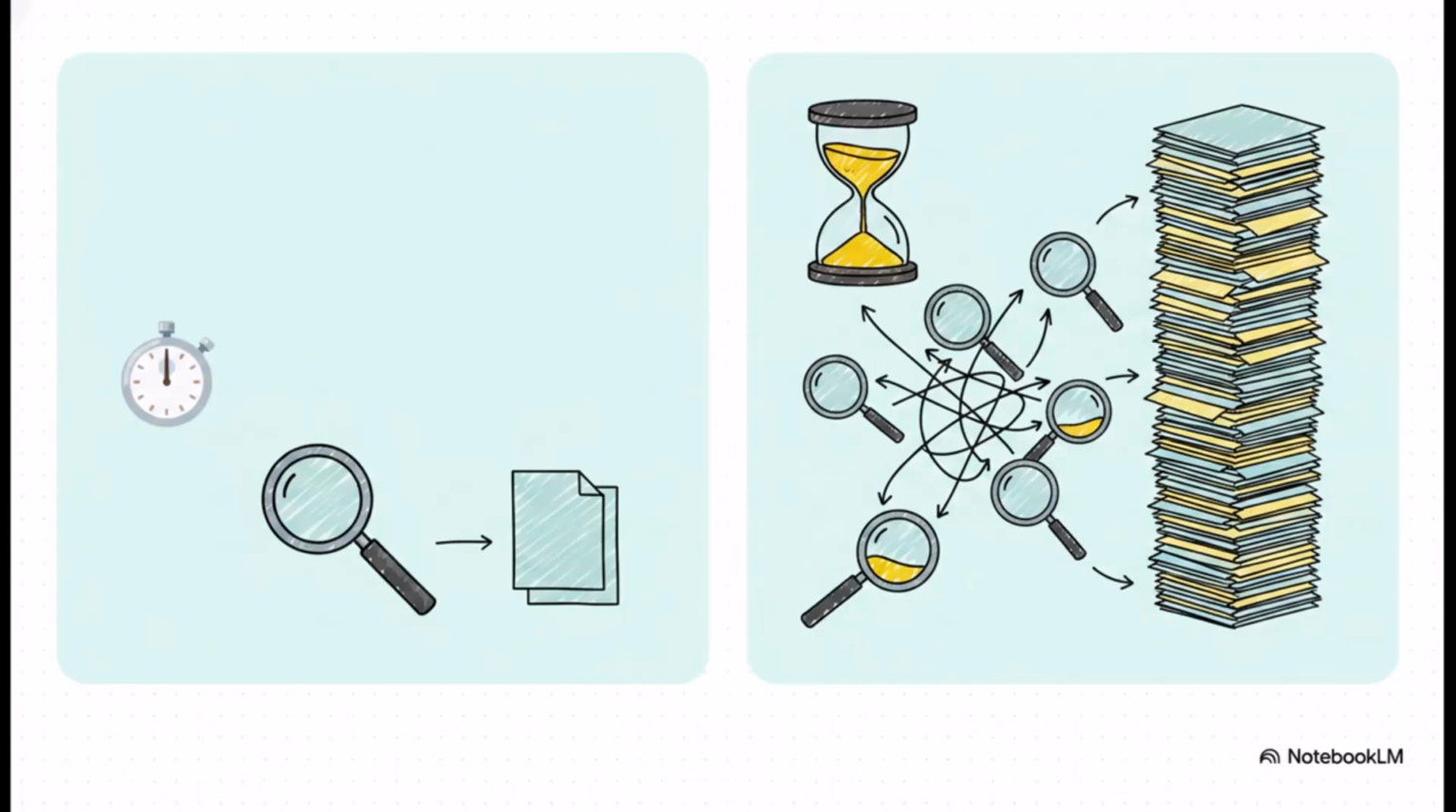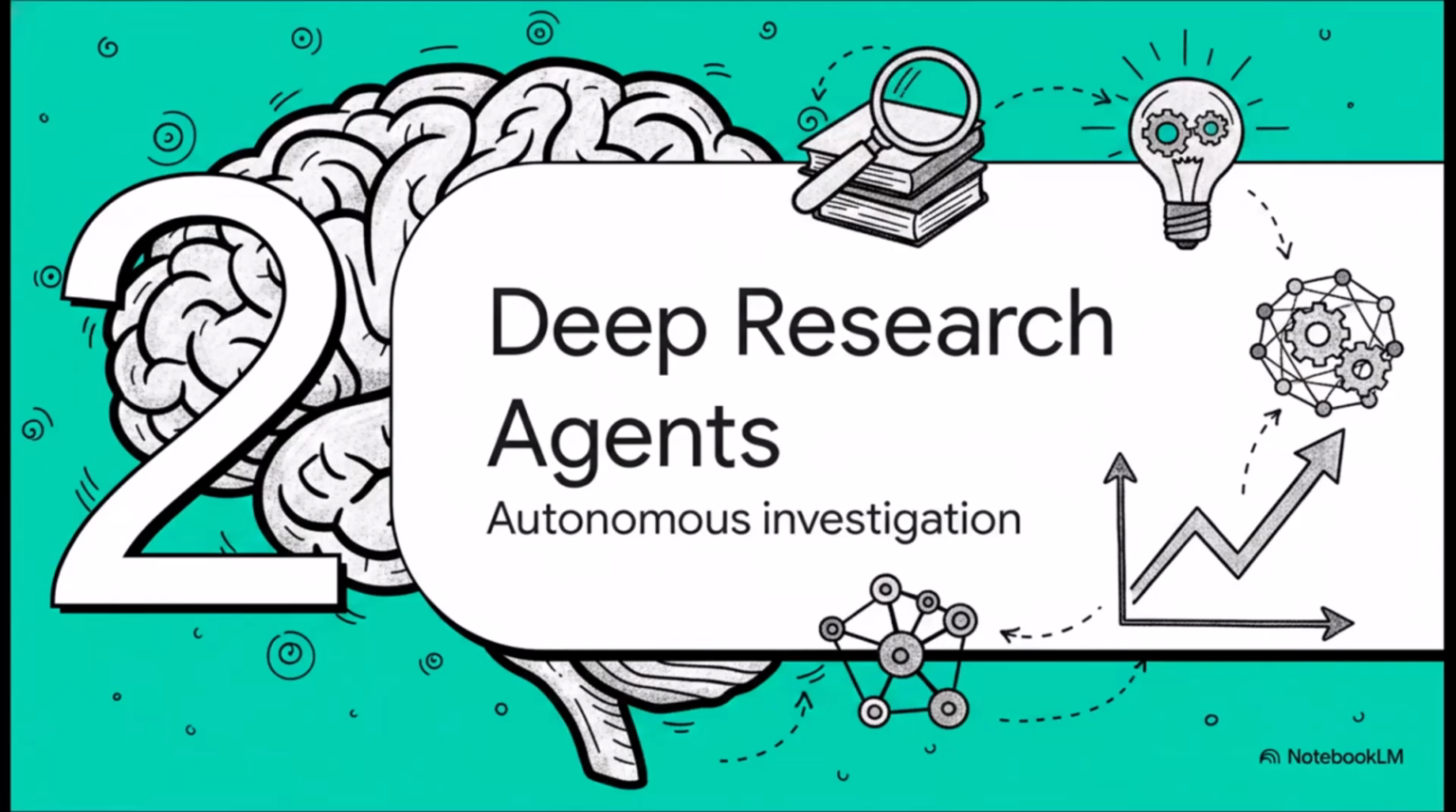By stark contrast, look at a deep research agent. It runs for minutes, pulling from 20 to over 100 sources, and uses iterative queries to relentlessly dig deeper until it has the whole picture. Which brings us to part 2. Enter deep research agents and this massive shift toward autonomous investigation.